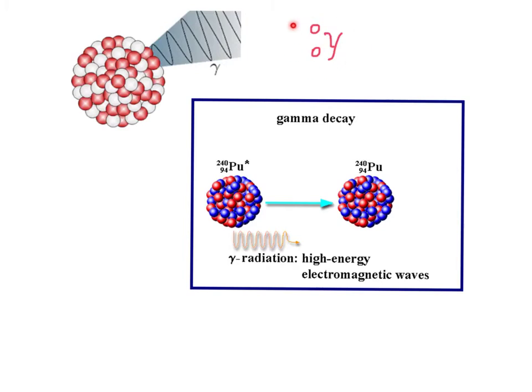Oftentimes, gamma ray emission accompanies other types of decay. For example, uranium-238 decaying by alpha particle emission also does produce 2 gamma rays. It has no net effect: it does not change the atomic mass, it does not change the atomic number, because those are both 0. So it's not very interesting for the nuclear equations, but they're often just a way for the nucleus to get rid of excess energy.